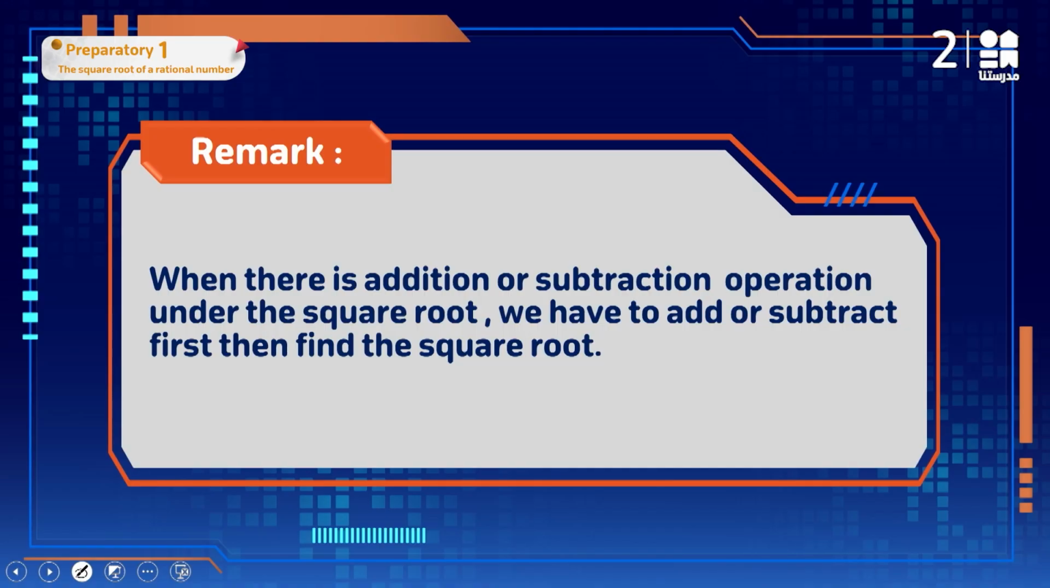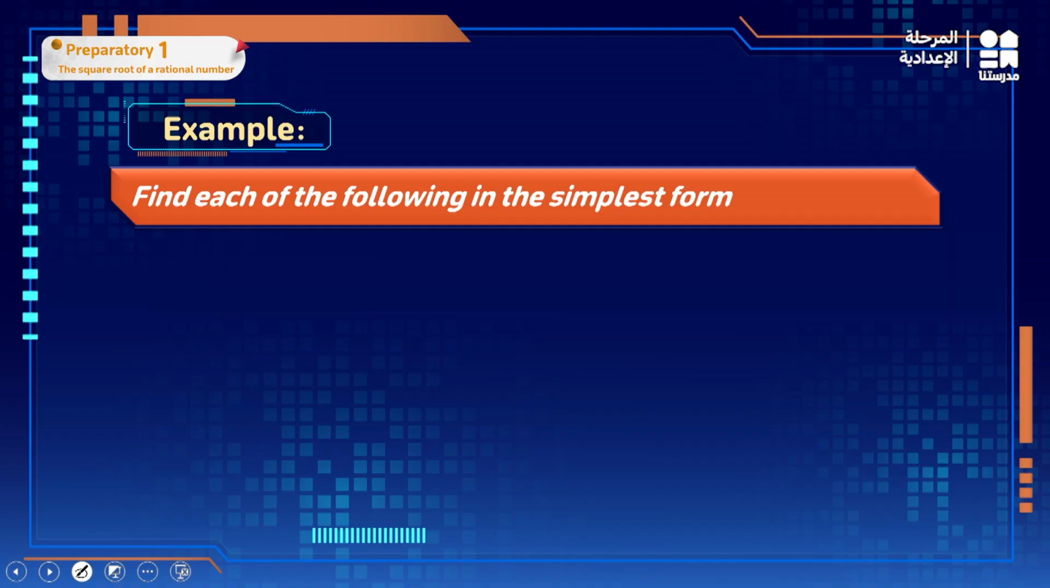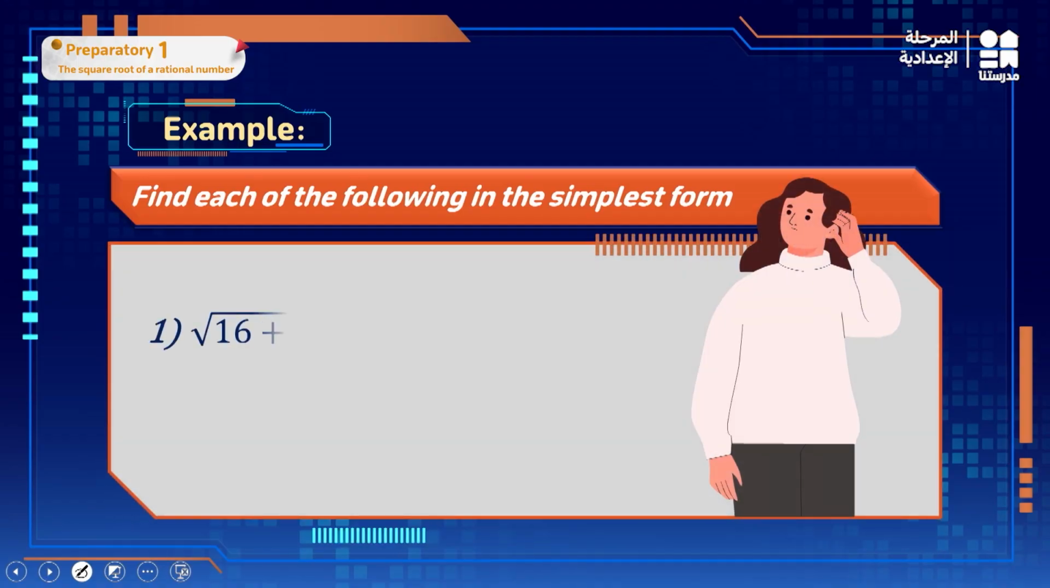Remark: when there is addition or subtraction under the square root, we have to add or subtract first, then find the square root. Keep that in mind. We are not allowed to distribute the square root over addition or subtraction. So we have to add or subtract first, then think about the square root. For example, find each of the following in the simplest form. Number 1, the square root of 16 plus 9 equals the square root of 25 equals 5.